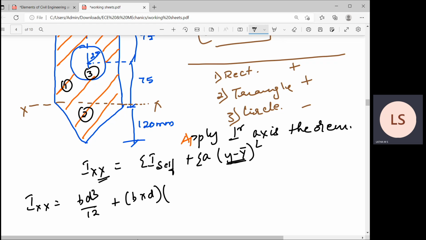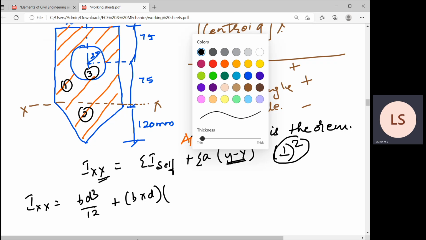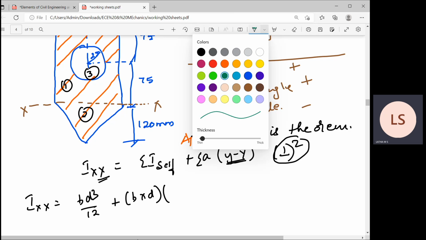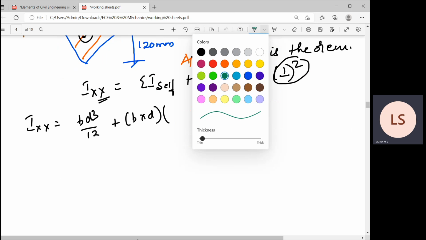We don't have the value of y or y bar. So what should I do? Actually, y minus y bar square is the square of the perpendicular distance. Perpendicular distance from where to where? The perpendicular distance is from the centroid to the axis.